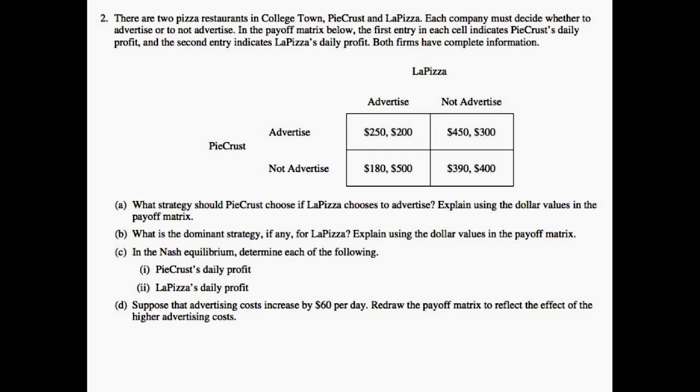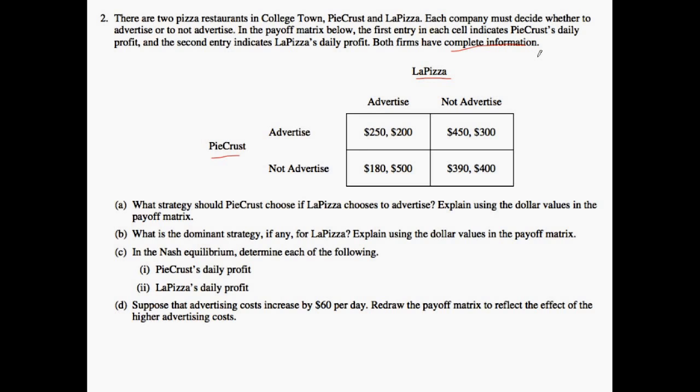The question states, there are two pizza restaurants in College Town, Pie Crust and La Pizza. Each company must decide whether to advertise or not advertise. In the payoff matrix below, the first entry in each cell indicates Pie Crust's daily profit. The second entry indicates La Pizza's daily profit. Both firms have complete information.